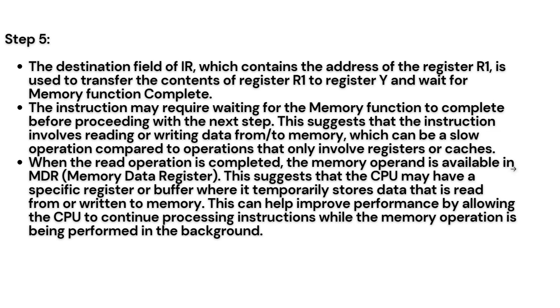Step 5. The destination field of IR, which contains the address of the register R1, is used to transfer the contents of register R1 to register Y, and wait for the memory function to complete. The instruction may require waiting for the memory function to complete before proceeding with the next step. It suggests that the instruction involves reading or writing data to memory, which can be a slow operation compared to operations that only involve registers or caches.